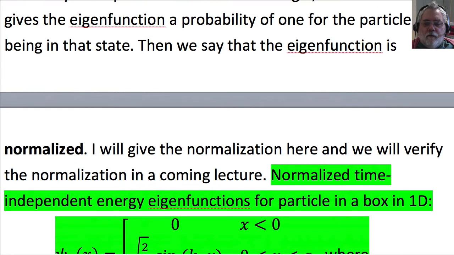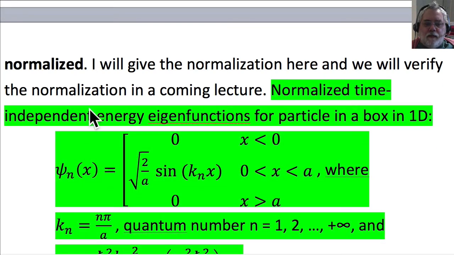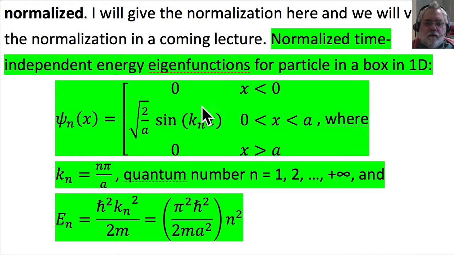So the normalized time-independent energy eigenfunctions for a particle in a box in one dimension: psi sub n of x, 0 for x less than 0. We'll replace the arbitrary multiplicative factor b with square root of 2 over a, and then sine k sub n x inside the box, and then 0 outside the box to the right. Where k sub n is unchanged, n pi over a, n equals 1, 2 up to infinity. The energy is unchanged. The only thing I've done here is replace b with square root of 2 over a.